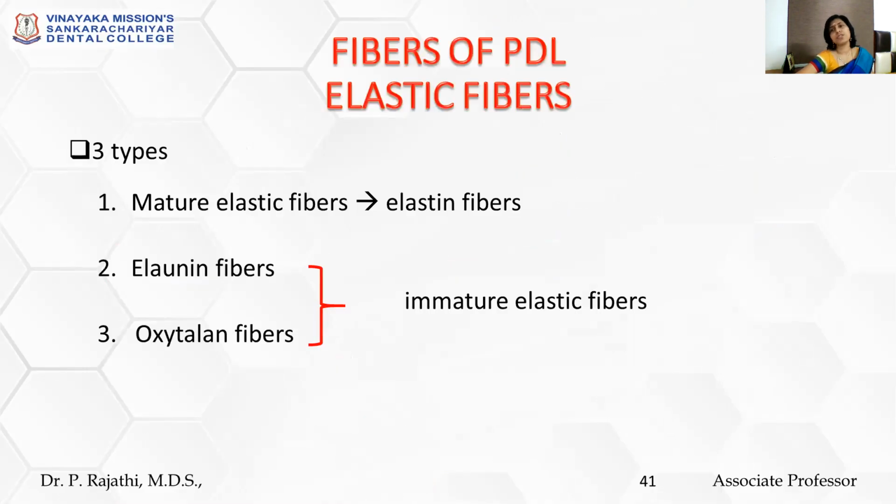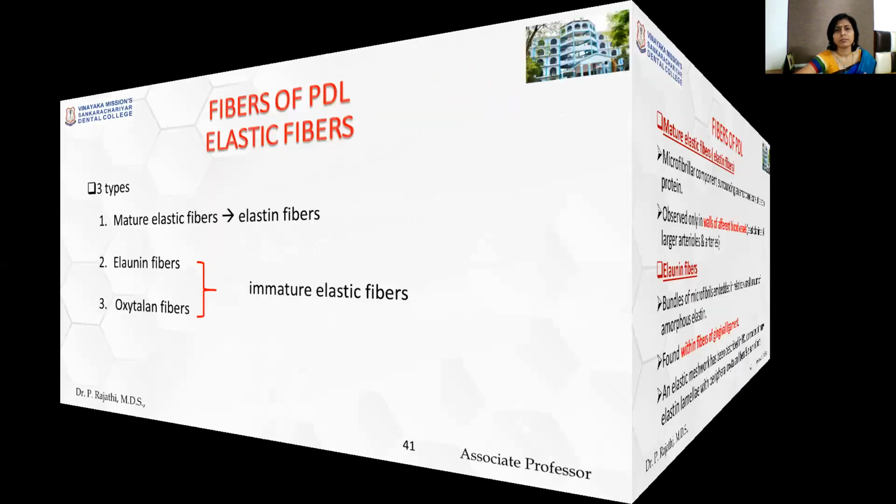So collagen fibers are over, right? I've already said there are other different fibers, that is elastic fibers, oxytalan fibers, reticular fibers, and secondary fibers in different fiber plexus. So coming to elastic fibers, they are of three types. Mature elastic fibers, also called elastin fibers. The other two groups are immature elastic fibers. One is elaunin fibers and the other one is oxytalan fibers.